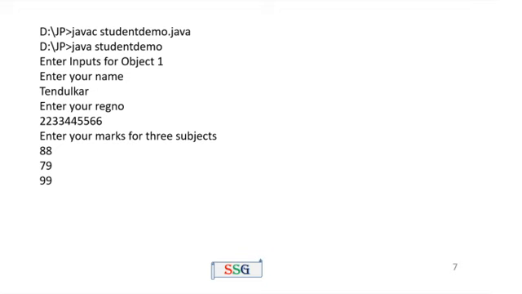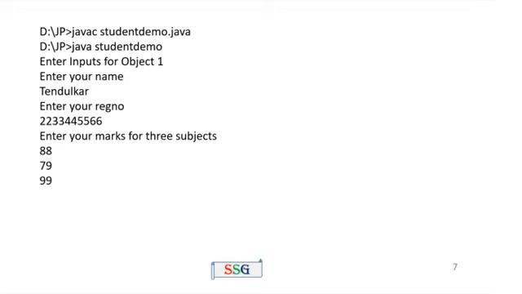Next we will go to the output section. So first we have to compile the program: javac StudentDemo.java. Here the compiler checks the syntax of the language for any error. So no error, so automatically control comes to the next prompt. Then next we have to run the command: java StudentDemo.